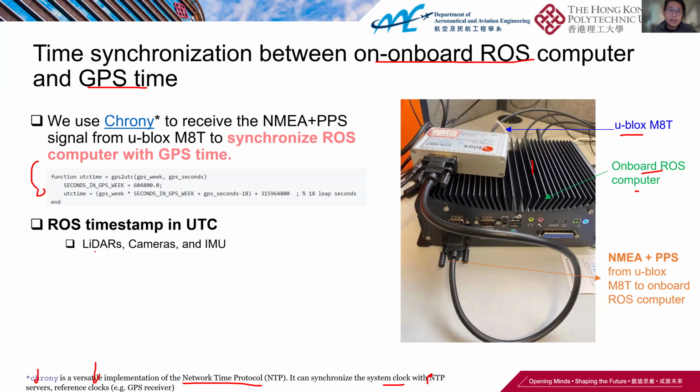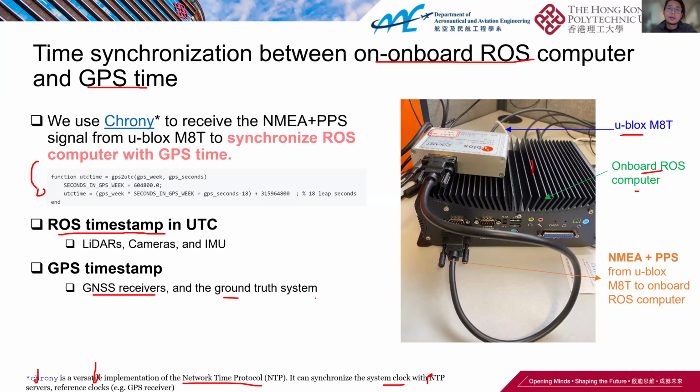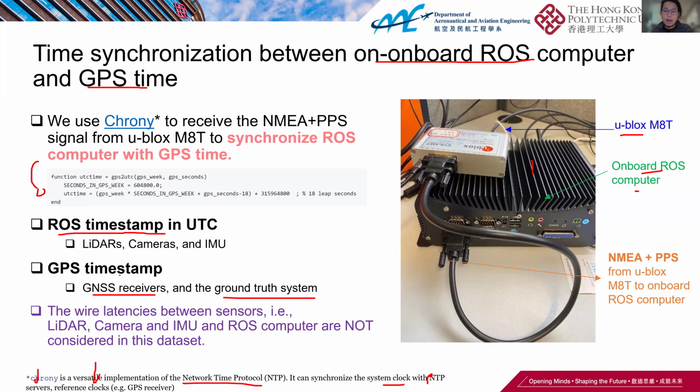For the data set, LiDAR, camera, and IMU are in the ROS timestamp, which means UTC. For GPS time, we have all the GPS receiver timestamps, and the ground truths are in GPS timestamp. One thing we have to mention here is that the wire latency between the sensors, we didn't really tackle in this data set. But we are not driving too fast because this is urban. I would say it goes as fast as 40 or 50 kilometers per hour, that's the maximum speed we go in this urban setting. So I hope it is not too bad.